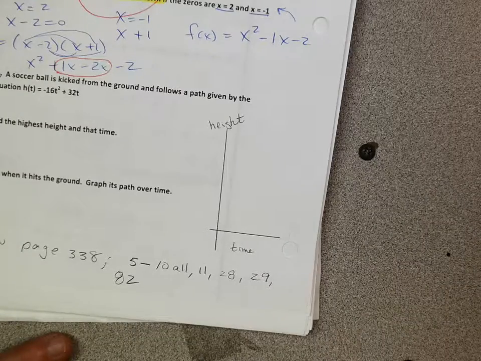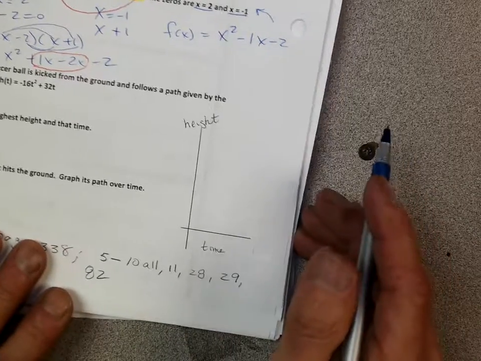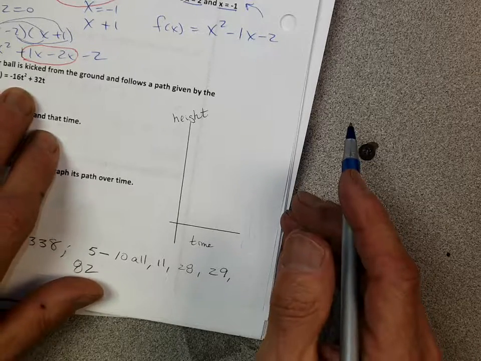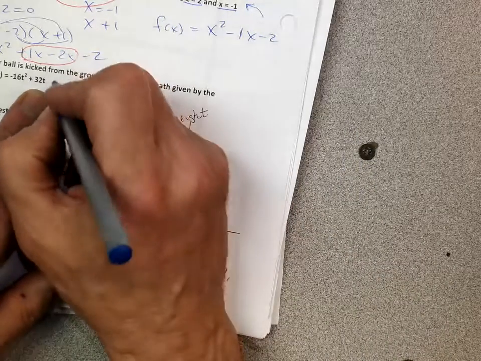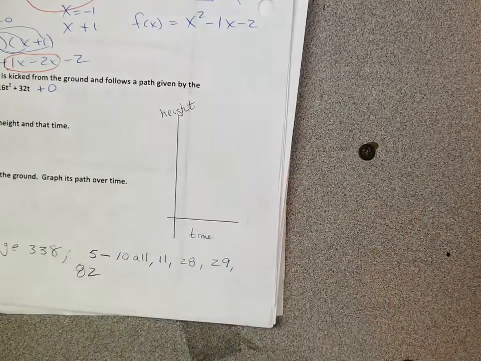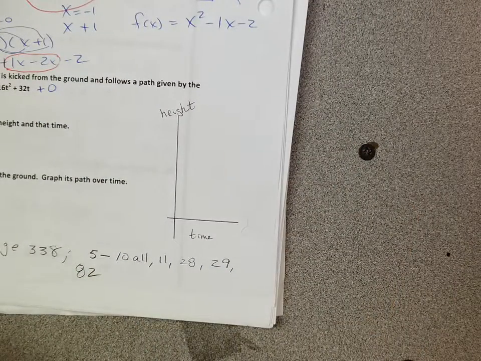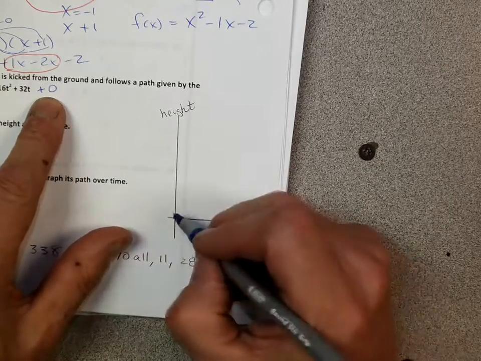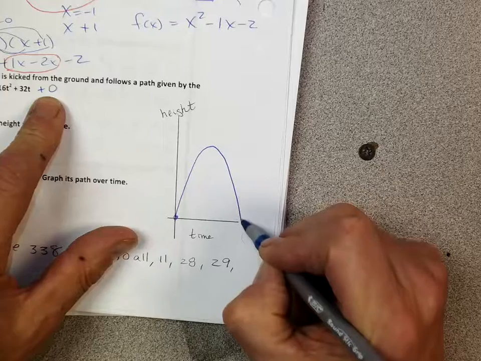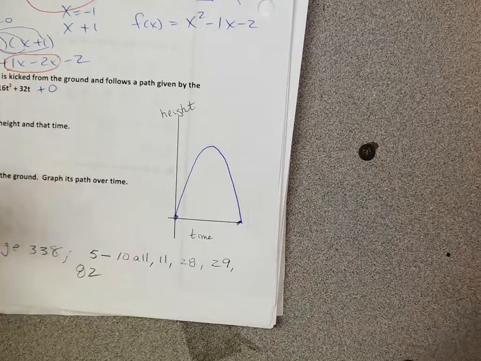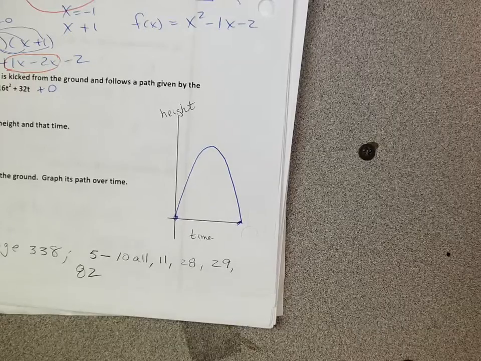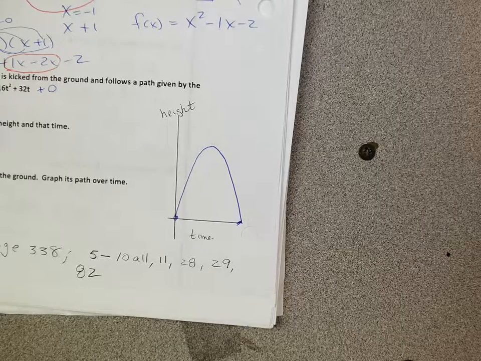Number 7. So a soccer ball is kicked from the ground and follows the path given by the equation h of t equals negative 16t squared plus 32t plus, I'm going to put 0 here. I'm going to put 0 because it's going to make it easier for me to put a graph, okay? So this ball had to start on the ground because of the 0. And I'm just going to go like this. Right? Boom. Did you agree with that? Goes up, comes back down. Everybody good on that?